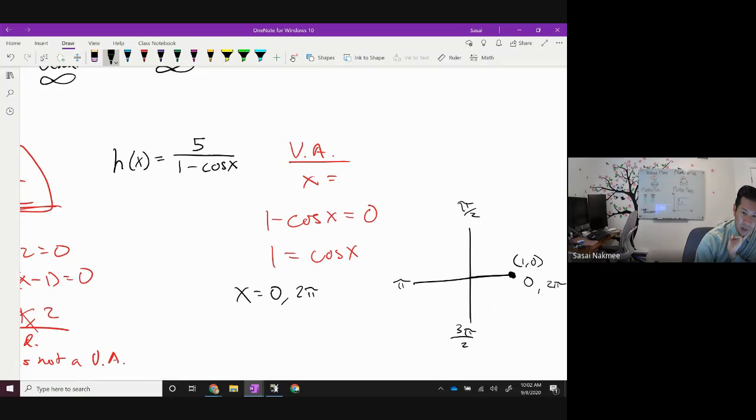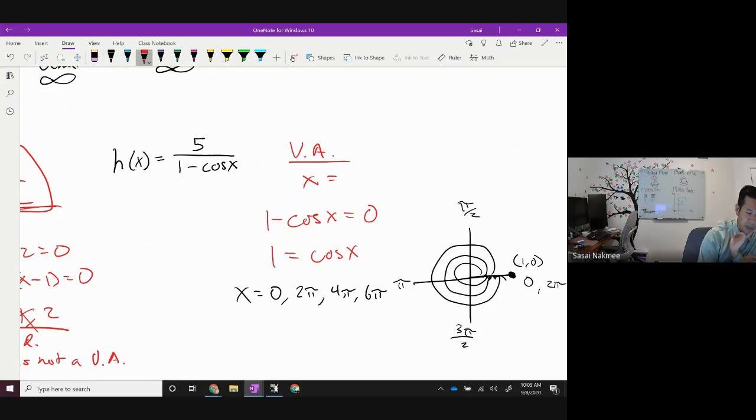So where do I have my vertical asymptotes? I'm going to have my vertical asymptote at 0, at 2 pi. I'm also going to have it at 4 pi. And I'm also going to have it at 6 pi. Do you know why? Because this thing rotates around, right? Here's 2 pi. Here's 4 pi. Here's 6 pi. All those values are going to have a cosine equaling 1. And it also goes in the other direction, too.